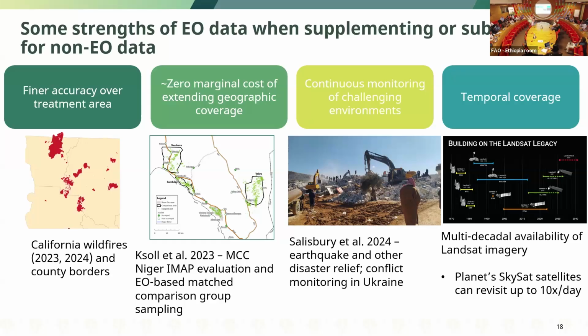There's also very little marginal cost for accessing imagery of broader areas. So let's say that you wanted to conduct a matching study, and in the immediate geography that you're working in where treatment occurred, you're not finding good matches. Because images are relatively free, you can expand that area and potentially find excellent matches in a broader geographic space.